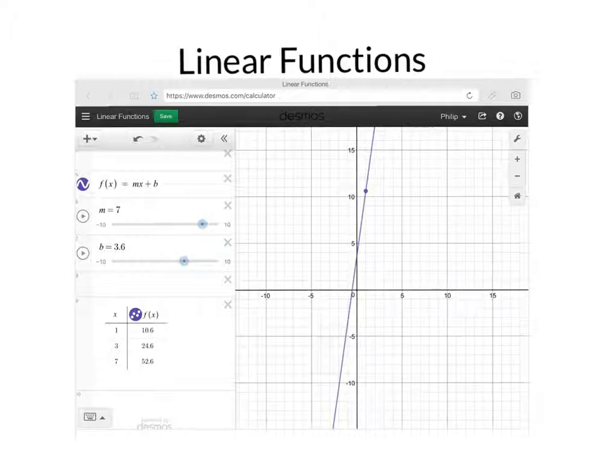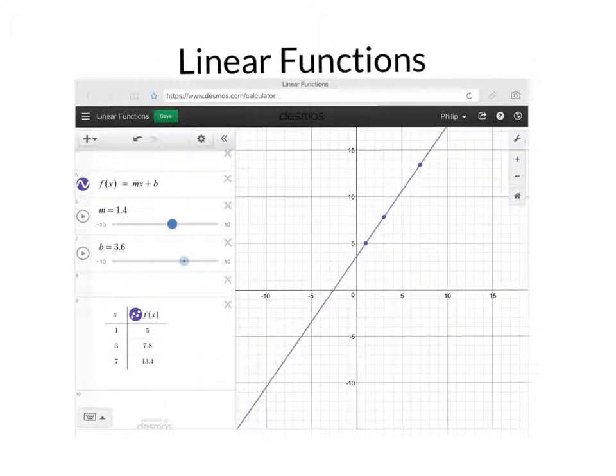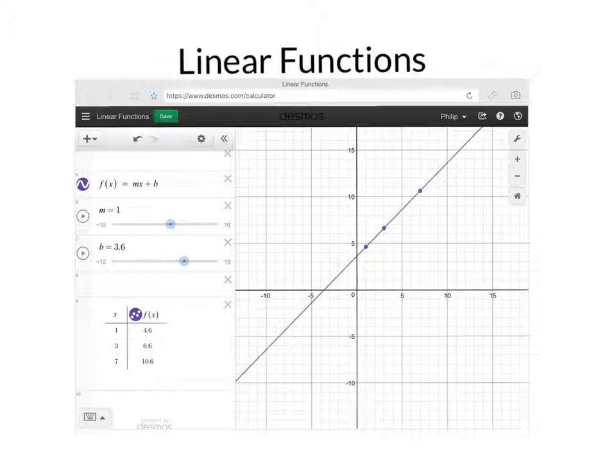So one way to identify slope is by the steepness. It tells us how steep our graph is. But if we want to put it in context, talking about steepness is not always very helpful to me. So what I want to do is come down here and look at this table.